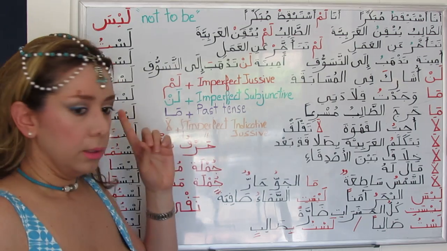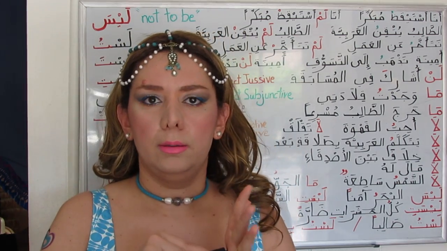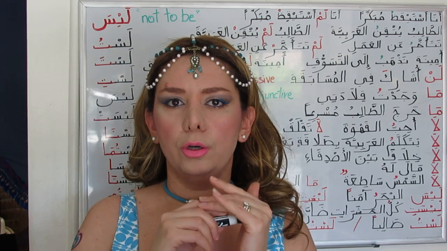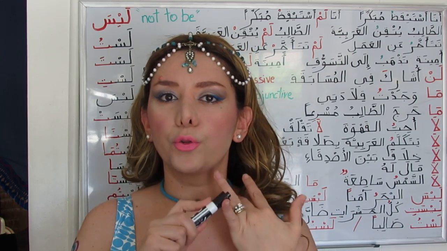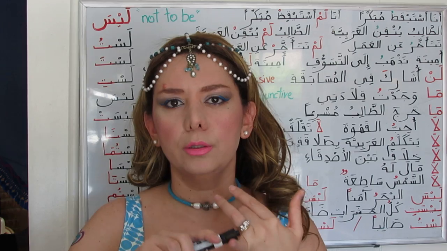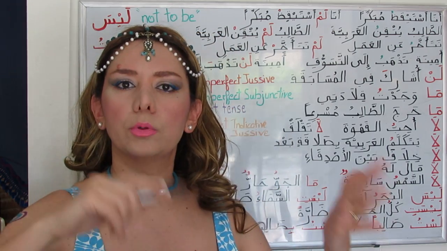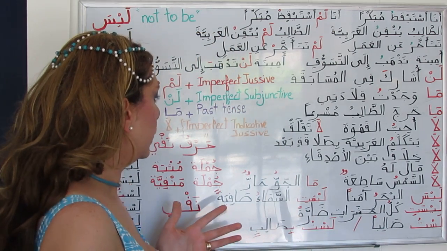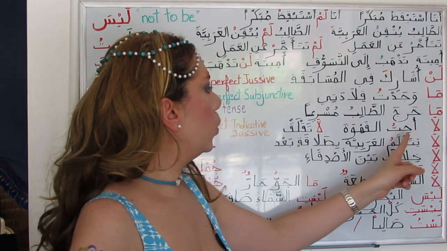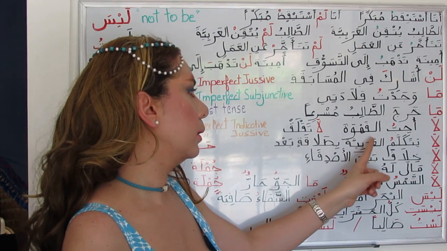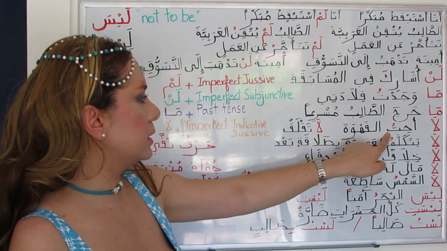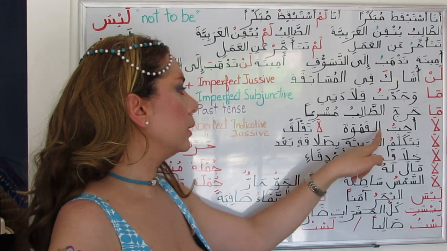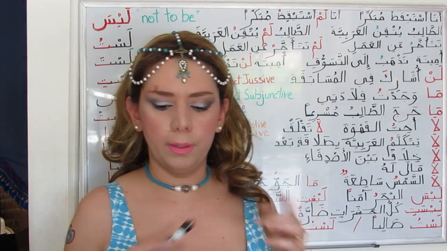But if لا is followed by the imperfect indicative with a first or third person conjugation, singular, plural, dual, doesn't matter. لا أحب القهوة. Here we have the imperfect indicative. I do not like coffee.